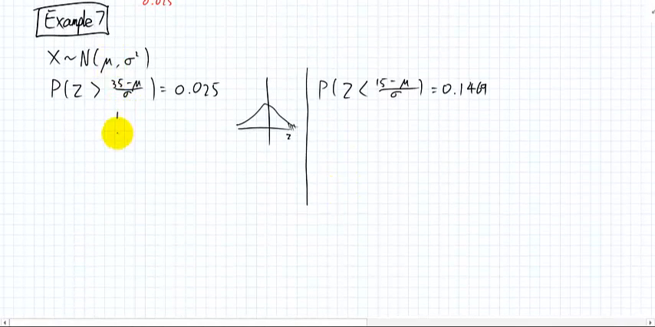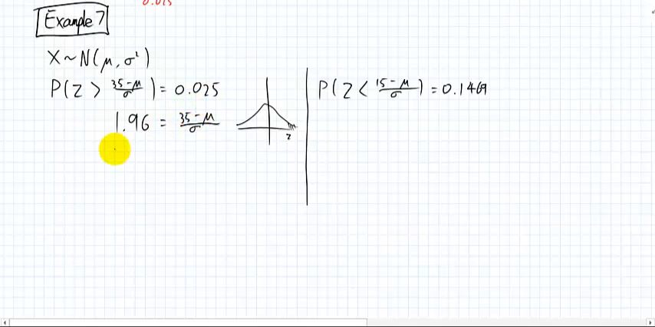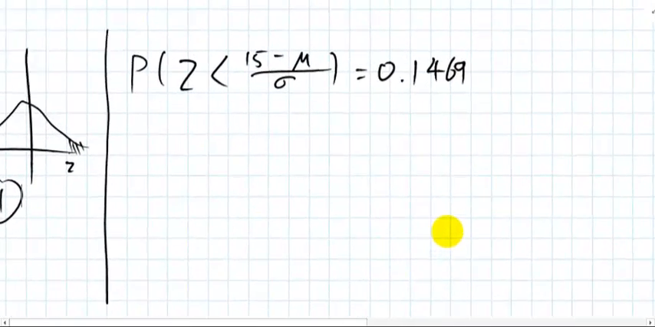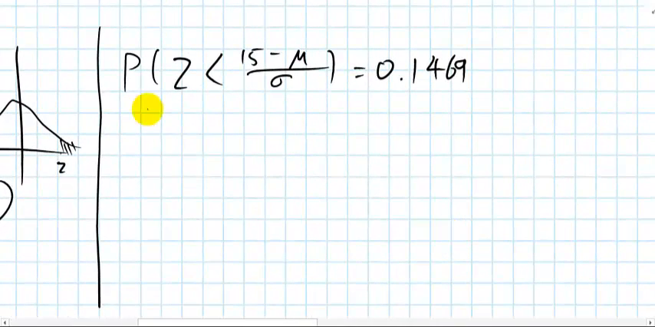That means that 1.96 is equal to (35 minus mu) over sigma. From this we can conclude that 1.96 sigma is equal to 35 minus mu. Here's the first equation. We've got two unknowns, so we cannot solve sigma and mu straight away with this one equation. Let's see what we can get from this.